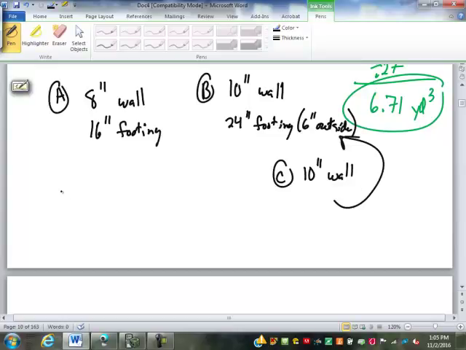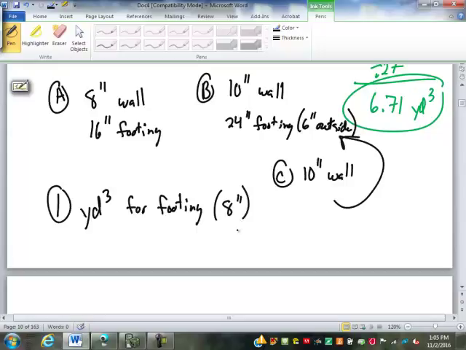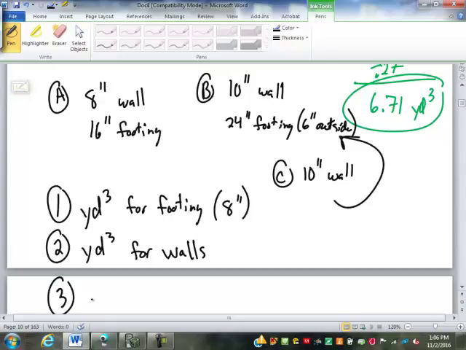For each of these, I want you to find cubic yards of concrete for footing. Now these walls are like 7'6", 7 foot, whatever. We're going to go minimum 8-inch footing, so we're going to do an 8-inch footing for all of them. Then, cubic yards of concrete for the walls. And cubic yards of concrete, assuming a 3-inch thick floor.